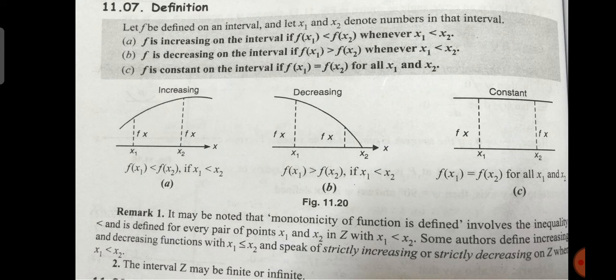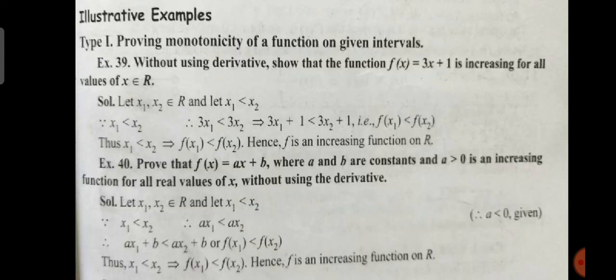Okay, so this is the definition. So taking x1, x2, if x1 is less than x2, f of x1 less than f of x2 means the function is increasing. And f of x1 greater than f of x2 means the function is decreasing. And f of x1 equal to f of x2 means the function is constant. And it is clearly demonstrated as a figure, a graph. That is the definition, and proving monotonicity.